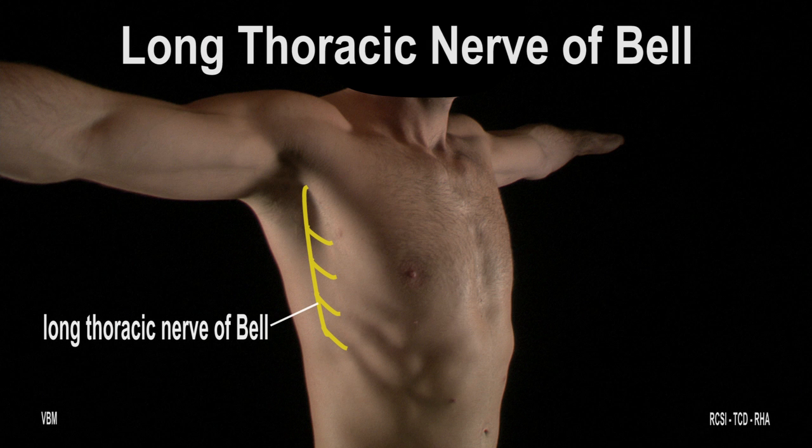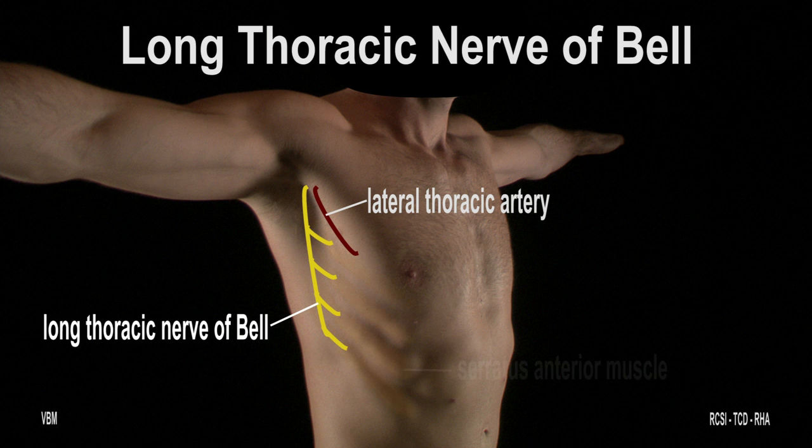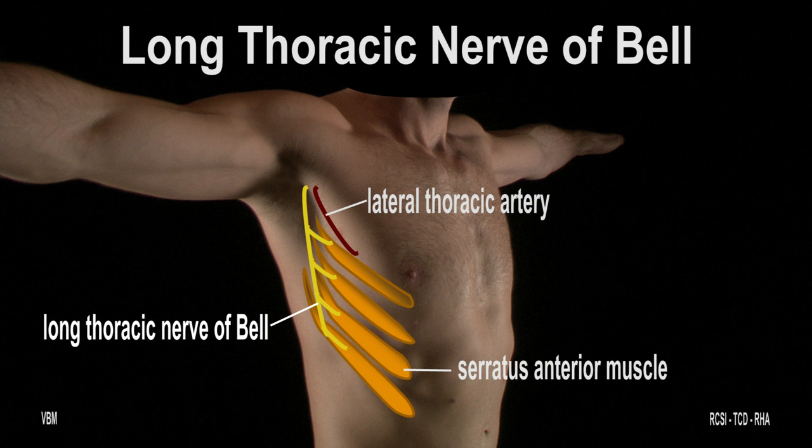Long thoracic nerve of Bell. The long thoracic nerve of Bell and the lateral thoracic artery pass down the medial wall of the axilla in the mid-axillary line. The long thoracic nerve of Bell innervates the serratus anterior muscle. The thoracodorsal nerve passes down posterior to the mid-axillary line. The thoracodorsal nerve innervates the latissimus dorsi muscle.